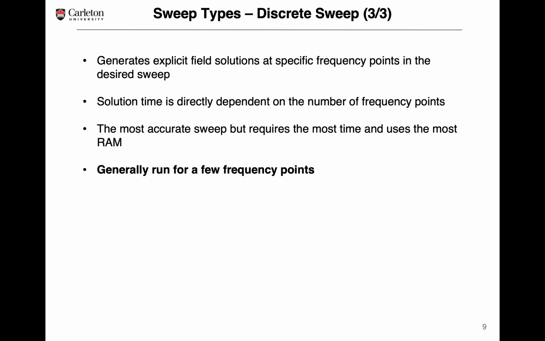So you have to be very careful when you use the discrete sweep. You generally want to run it for just a few points, so like 5 to 10 points, not more than that. But the best thing about the discrete is that it provides field solutions as compared to the other ones. So the main takeaway here is you would mostly want to use interpolating unless you want field solutions, and for that you would go to the discrete sweep.